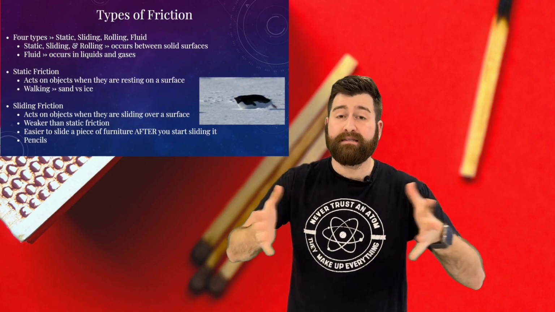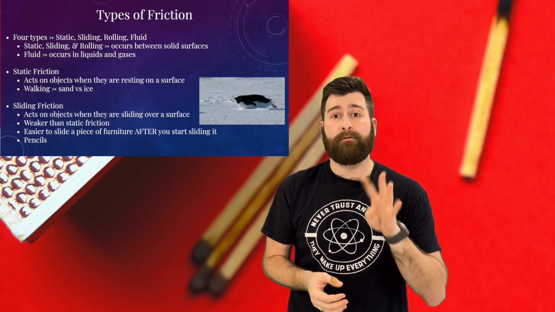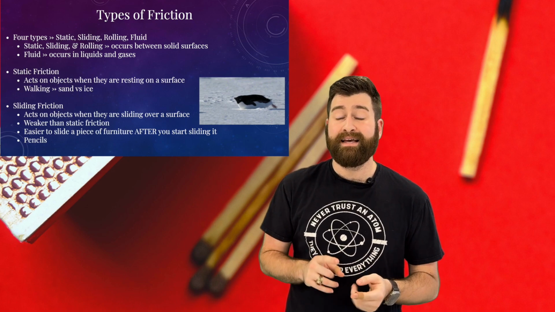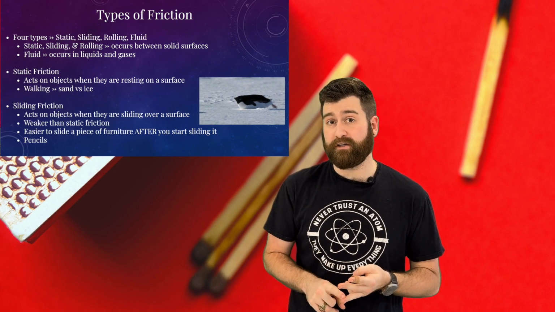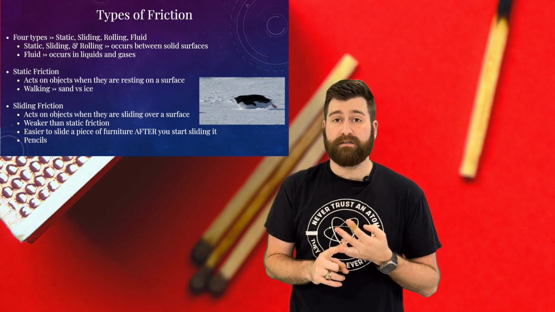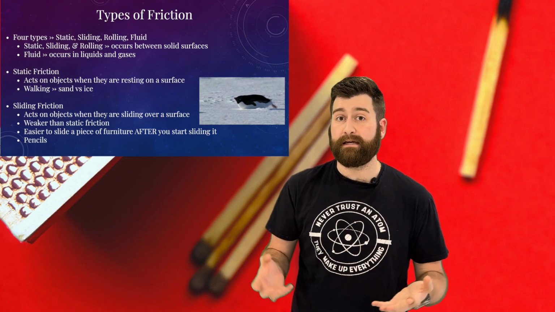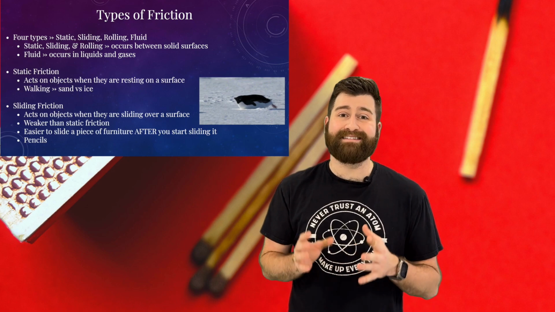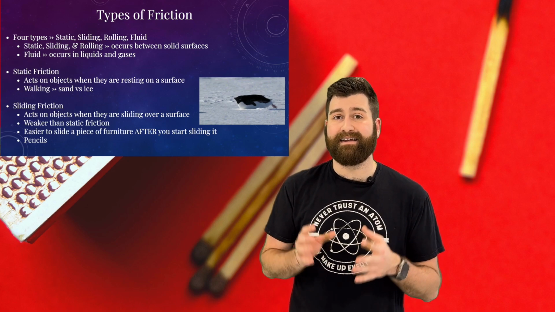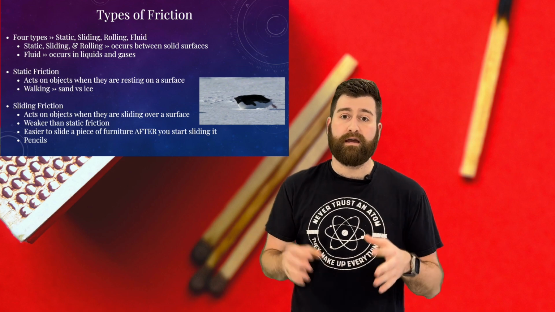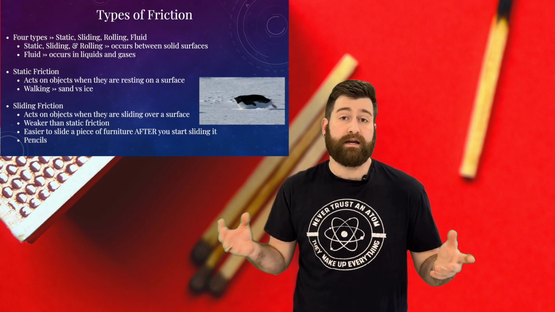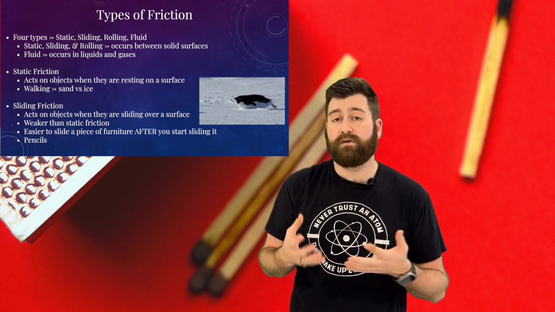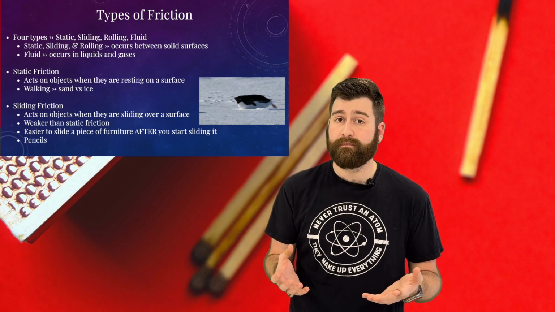Now, on to the different types of friction. There are 4 of them, and they are static, sliding, rolling, and fluid. Static, sliding, and rolling friction occur between solid surfaces, whereas fluid friction occurs in liquids and gases. Static friction is one that acts on objects when they are resting on a surface. Walking provides an example of this when walking on sand versus ice. Sand provides more static friction than ice does, so you're less likely to slip.